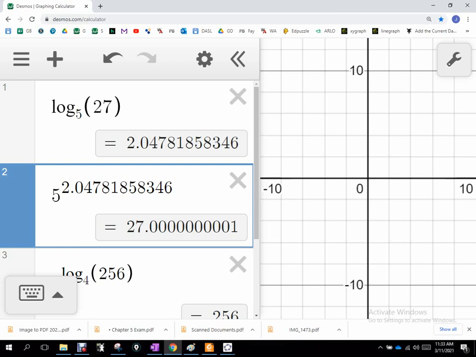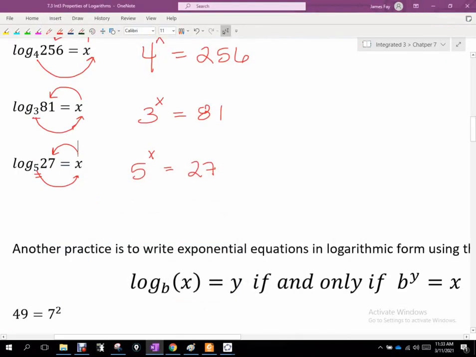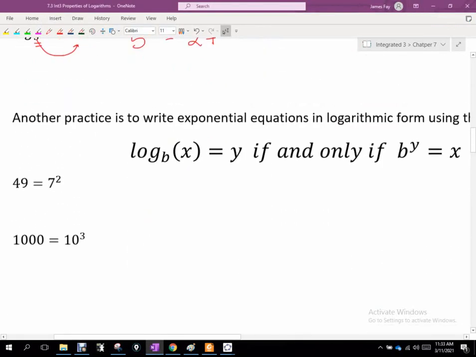Let's see here. We can go the other direction. In this case, you have to decide, obviously we see a true equation here, right? 49 equals 7 squared. But a lot of times they ask you to rewrite an exponential expression into a logarithmic expression, or an exponential equation into a logarithmic equation.